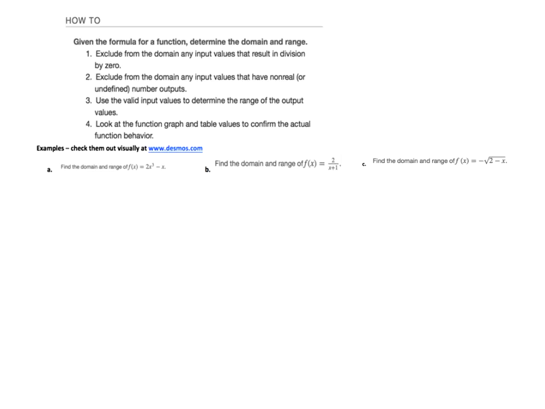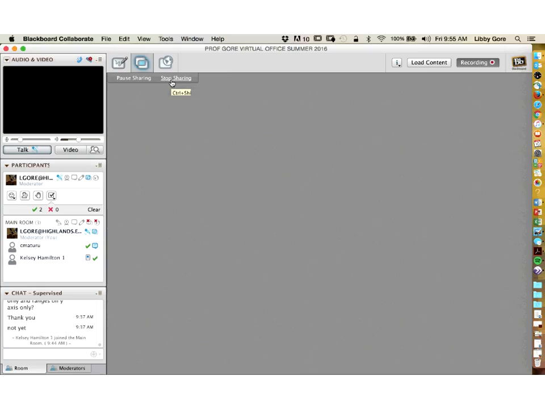So the first one's 2x cubed minus x. Now, we know from earlier in the lesson, this is a cubic function. And you should remember from what I told you earlier that the domain of any cubic function is negative infinity to positive infinity. And I'll also tell you that the range of any cubic function is also negative infinity to positive infinity. But let's take a look at the actual picture of it.